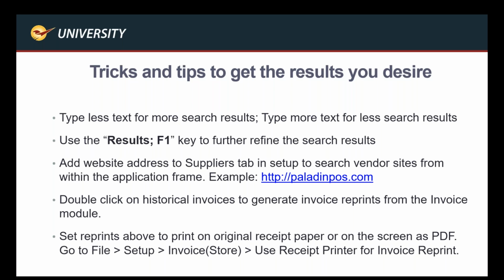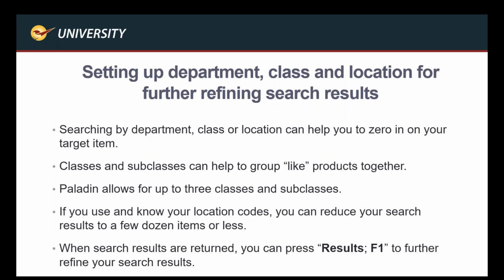Now, I talked about how if you double click it, you can send it to a printer. Here's how you can do that. On the bottom bullet point, it says set reprints above to print on the original printer rather than a PDF. So you'd go to File, Setup, look for the Invoice Store tab, and then you find the option that says Use Receipt Printer for Invoice Reprint. Then rather than bringing up a PDF, it'll just send directly to the respective printer that you have set up. So that's a nice feature as well. Or if you notice it's printing to the printer and you want it to spawn a PDF, that's why. It's because that setting is enabled. So then you could go there and disable it.